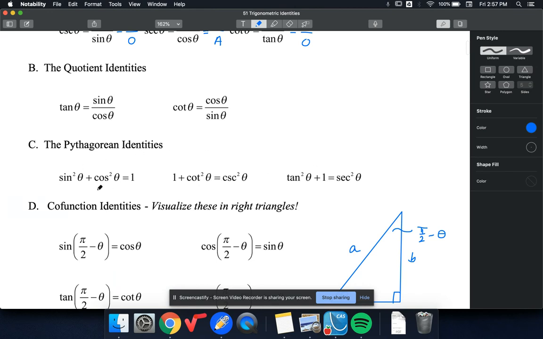If I take my Pythagorean identity and divide through by sine squared theta, so if I divide everything by sine squared theta, well, of course, this one cancels and makes 1. Cosine over sine is cotan. 1 over sine is cosecant, so 1 over sine squared, cosecant squared. Cos squared over sine squared, well, that's the same as cos over sine, all squared. So I get cotan squared.